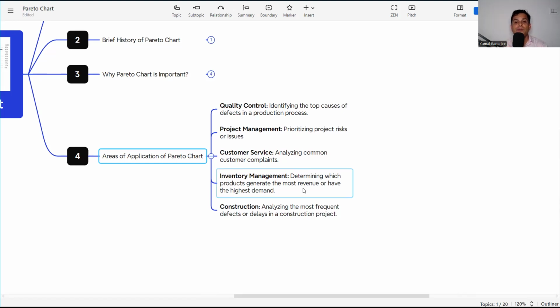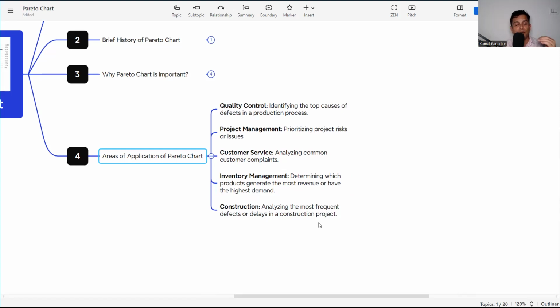Then inventory management, determining which products generate the topmost revenue or have the highest demand. Suppose a company has 30 products, but the 30 products will not give an equal amount of revenue. Maybe 5 or 6 products will give more revenue and the others will give average revenue. So which products give the most revenue, we have to find out with this Pareto chart.